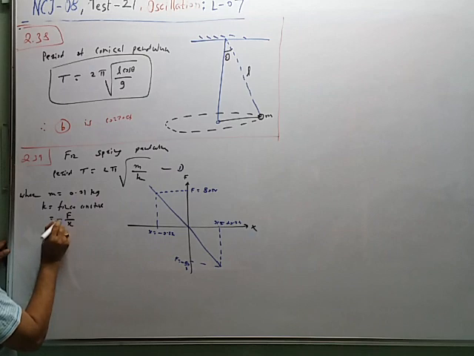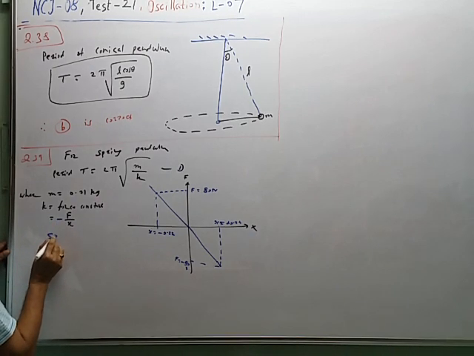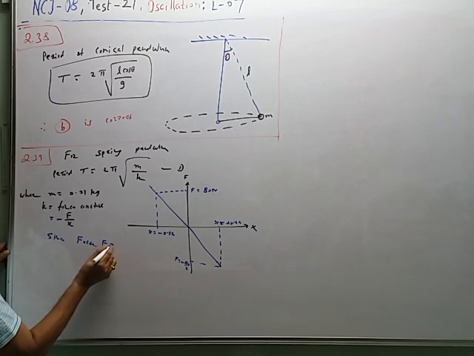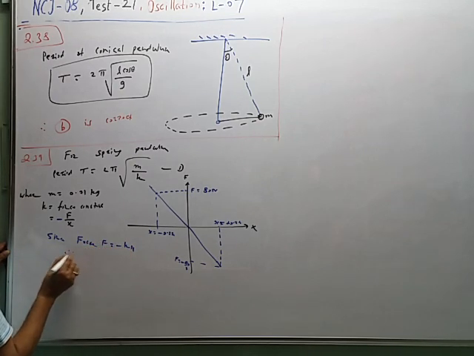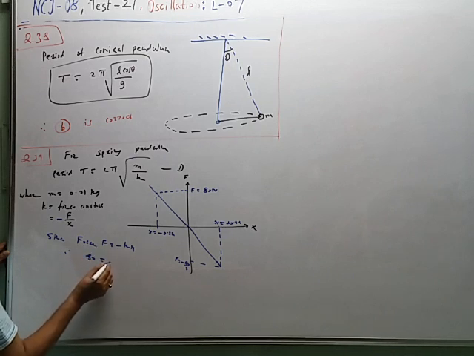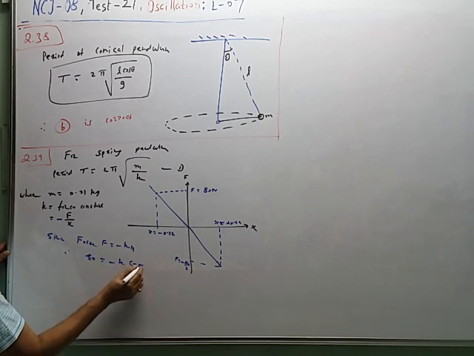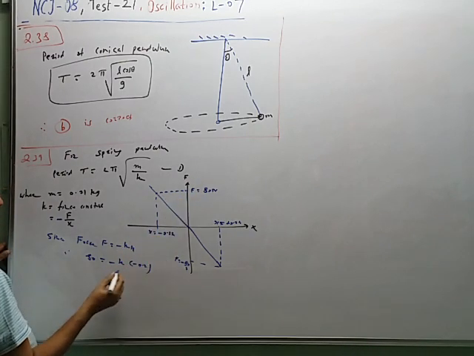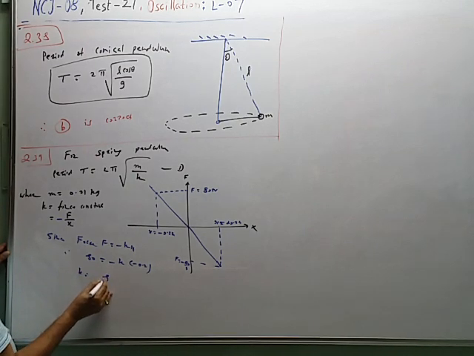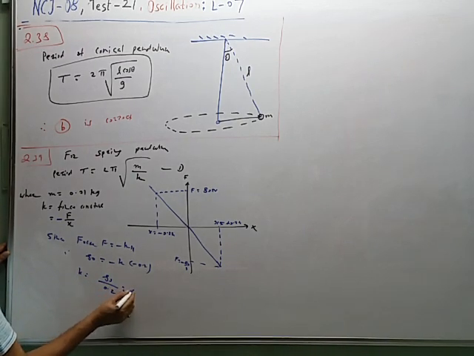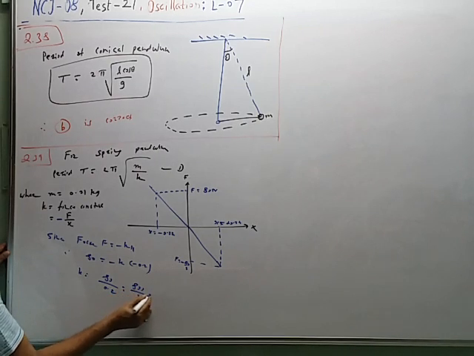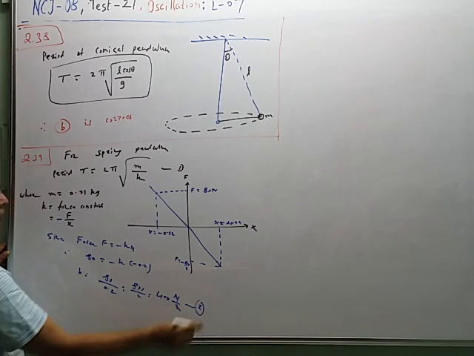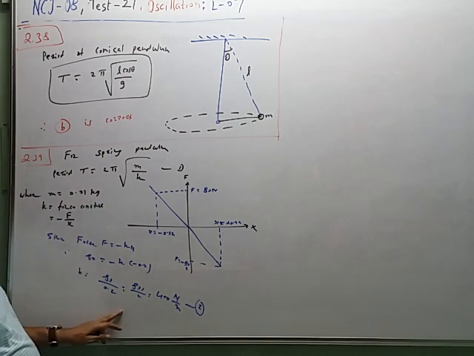So since force F is equal to minus kx, therefore 80 Newton is equal to minus k times minus 0.2, using these two points. Therefore k is equal to 80 upon 0.2, that is equal to 800 upon 2, that is equal to 400 Newton per meter. This is equation 2. So we know both the values.